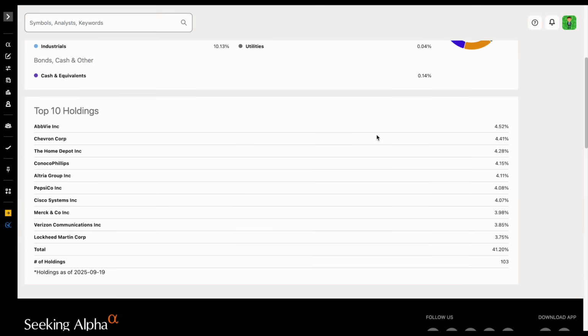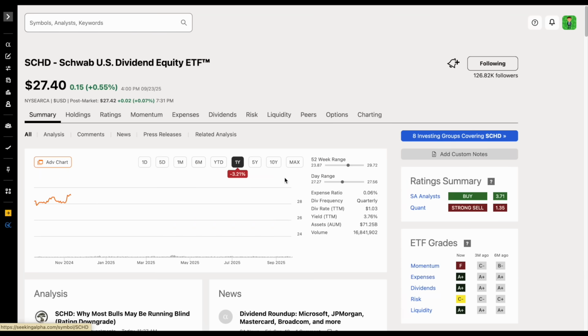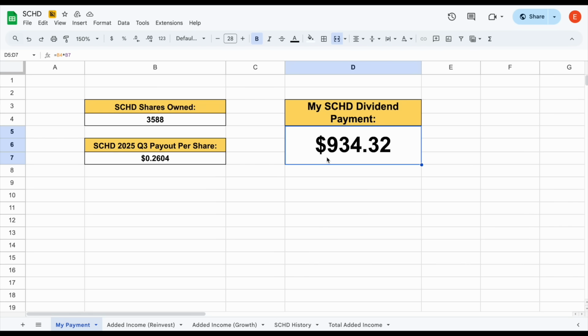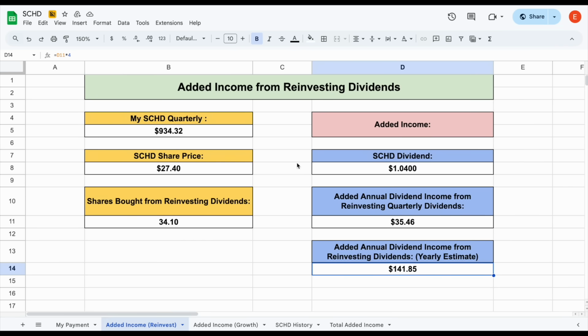Now, the real magic isn't in the amount SCHD is actually paying out right now, even though they do have a relatively high starting dividend yield, sitting close to 4%. The real magic is when SCHD grows those dividends and when you reinvest those dividends. Let's start by looking at the power of reinvesting those dividends.